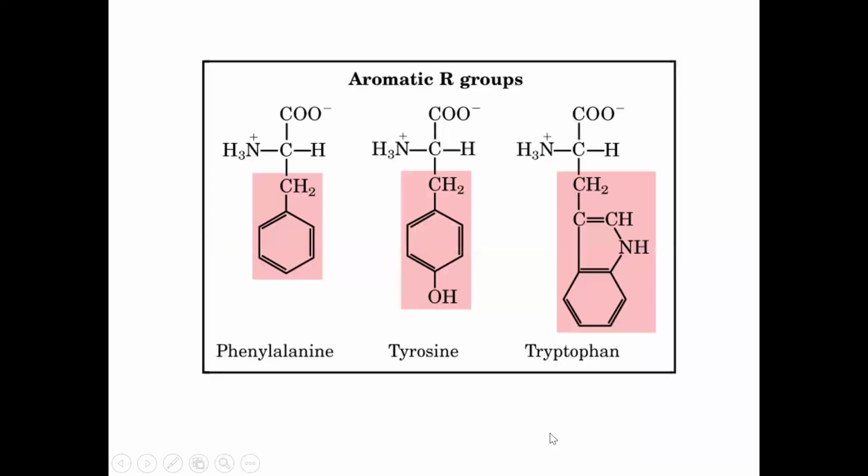So the aromatic R groups include those of phenylalanine, having the phenyl group here, an aromatic amino acid. And we have the tyrosine here, and we have the tryptophan, aromatic amino acids. These are the 3 aromatic amino acids.